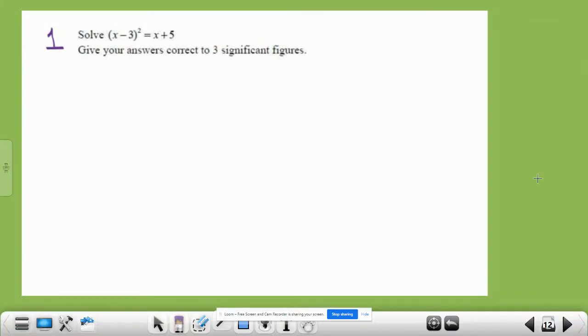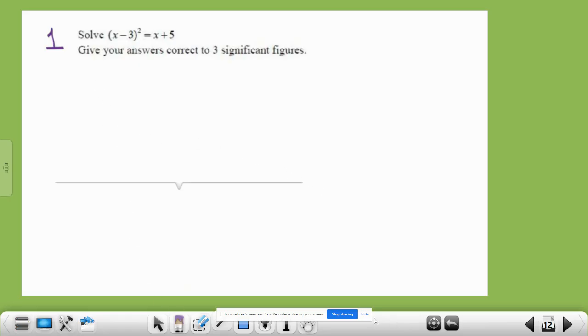Hi, in this video we're just going to look at two examples of quadratic equations that have slightly more complicated problems, and then there's a second video to look at a further two. Right, so let's have a look at this question.